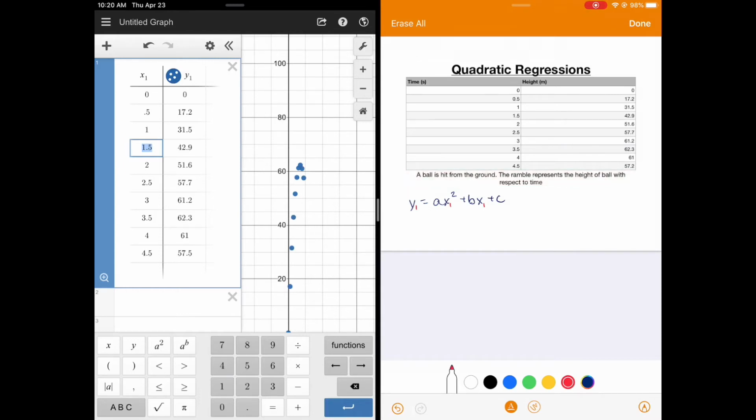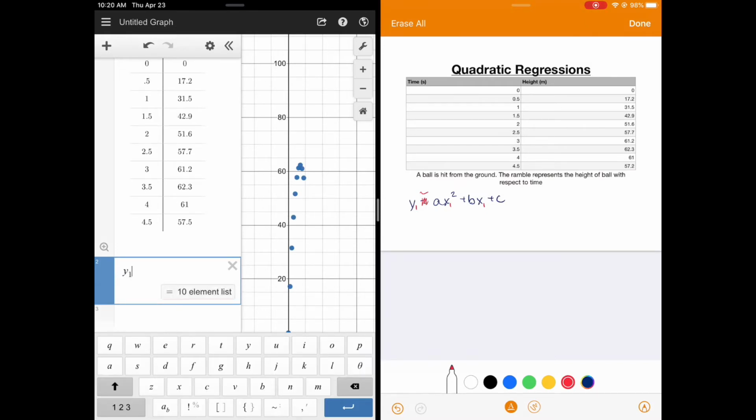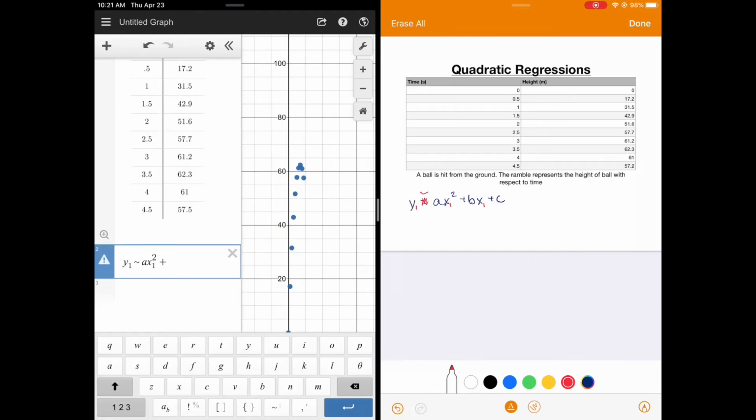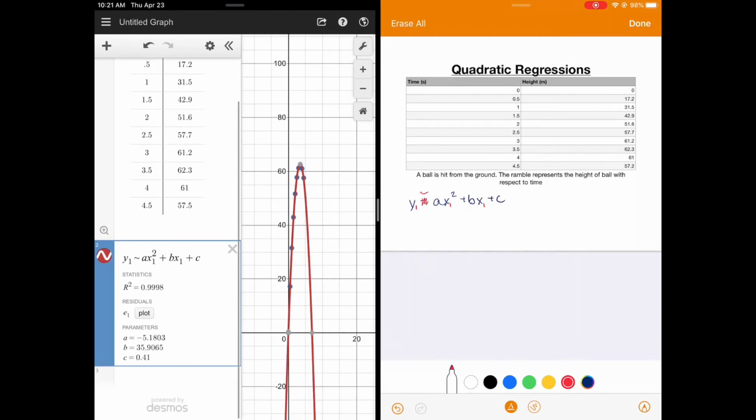And instead of an equal sign, we're going to put a squiggly line. So let's do that. We'll do y sub 1, a squiggly line, a x1 squared plus bx plus c. And you want to make sure you put the 1, which I left out. If you don't put the 1, just like you saw a second ago, you end up not getting an answer. Once you do this, it will give you the equation of that line.